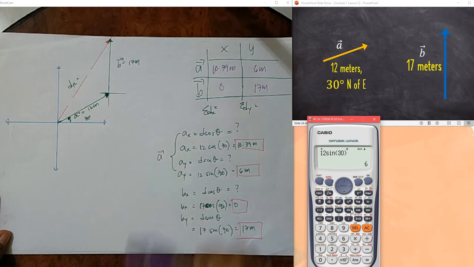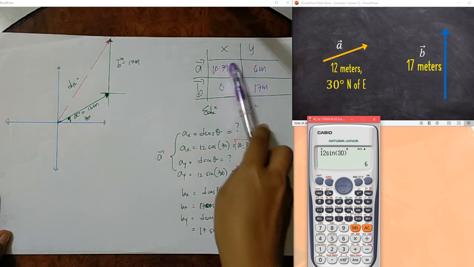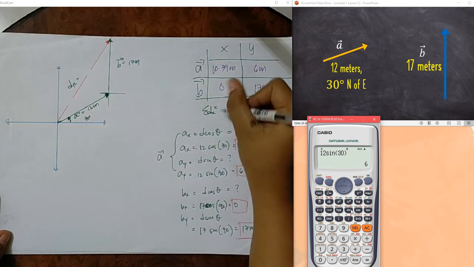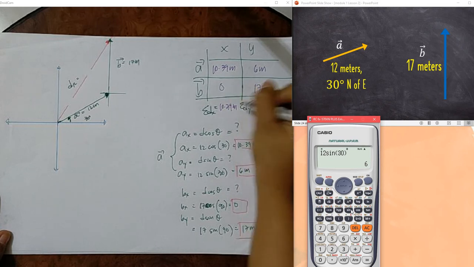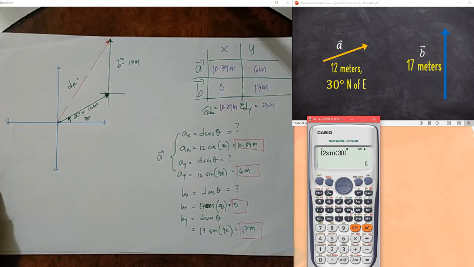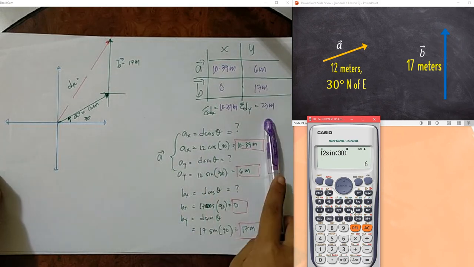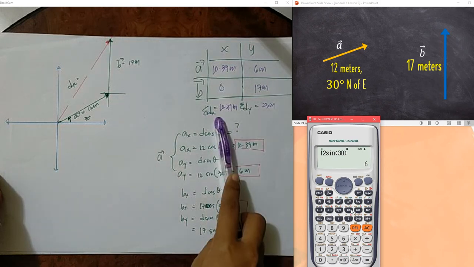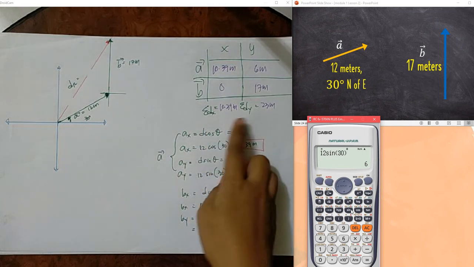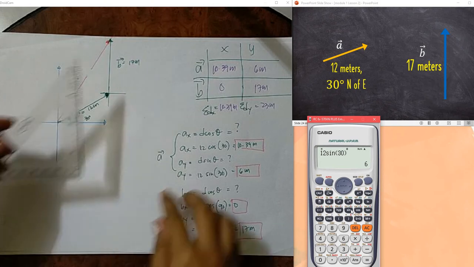So for our x and y component for vector B, we have 0 for x and 17 meters for y. After that, let us add the values inside the table. So 10.39 plus 0, that is 10.39 meters. And then 6 plus 17, we have 23 meters. Now that we got the values for the summation of x and y, these values will be substituted in our Pythagorean theorem. And by the way, where is this summation of d sub x and summation of d sub y? It's right here.